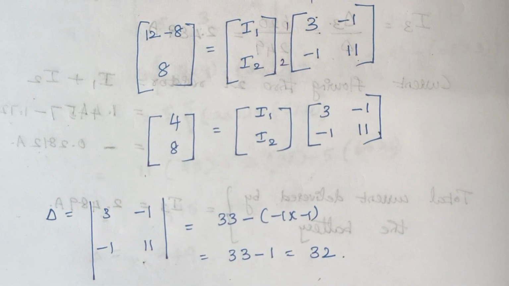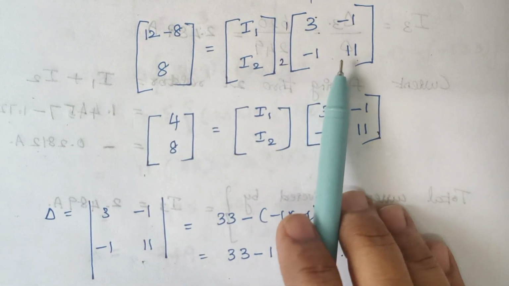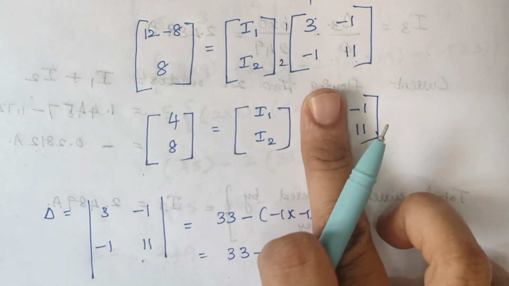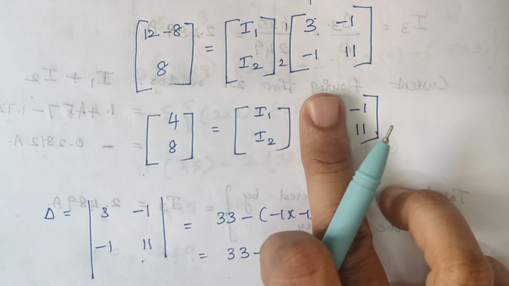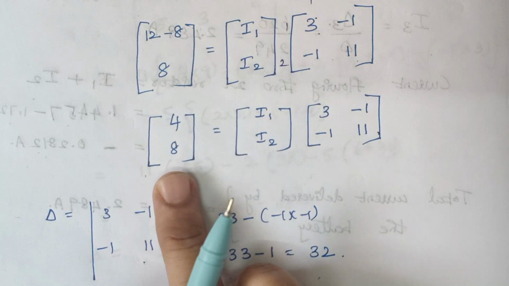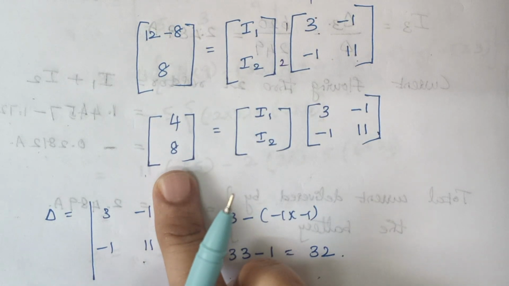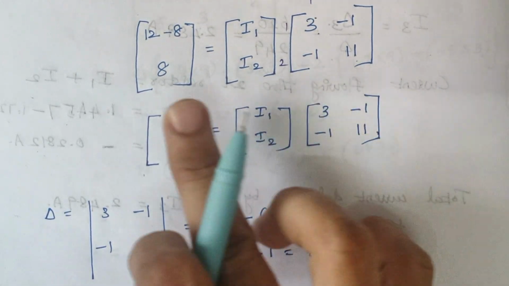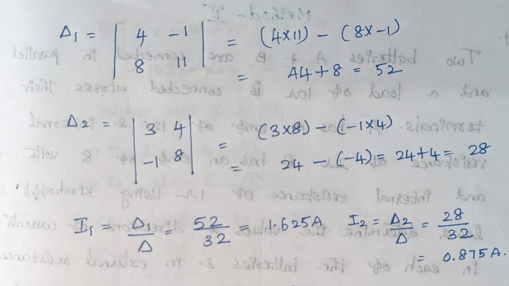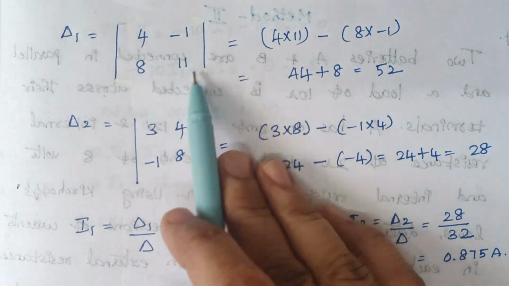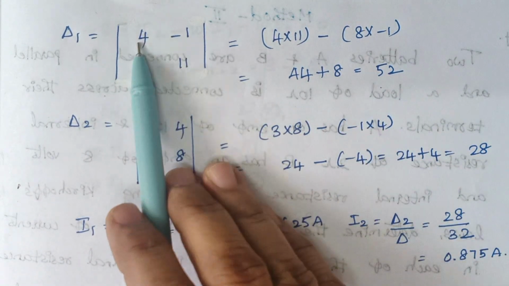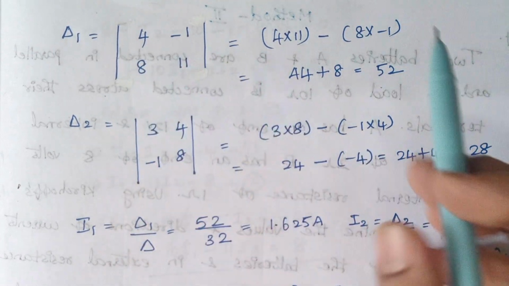Right. Now we are going to calculate del 1. How to calculate your del 1? To calculate del 1, you have to remove this first column, 3 and minus 1, and this first column's elements are replaced by these values, that is 4 and 8. Right? For calculating del 1, you have to replace this first column by these elements. That's it. So here 4, 8, minus 1 and 11. Again when you solve, the value of del 1 is 52, that is 4 into 11 minus of 8 into minus 1.